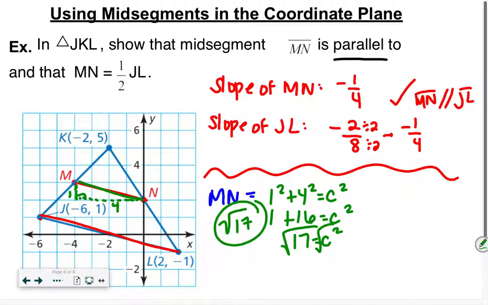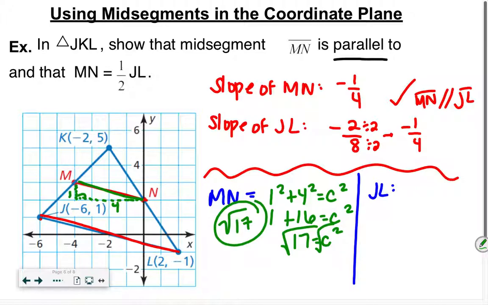Okay, we're just going to hang on to that number for a minute. It's not like an answer to the problem or anything. We're just hanging on to that number. Now we're going to find the length of JL, and we're going to prove that JL is exactly double the length of MN.